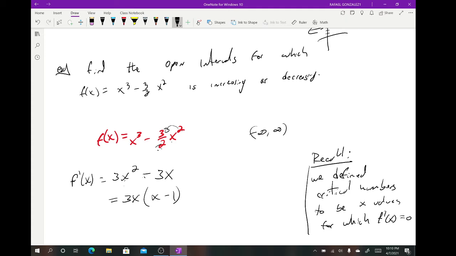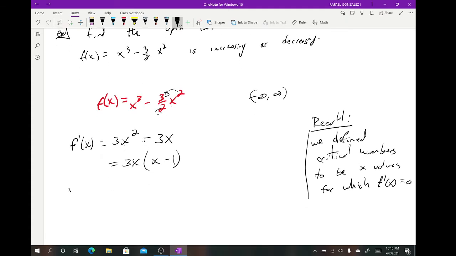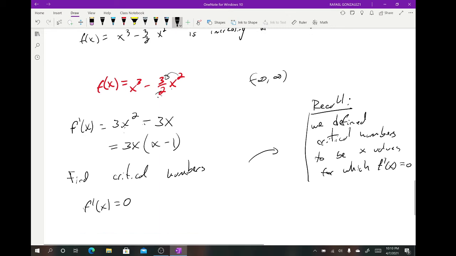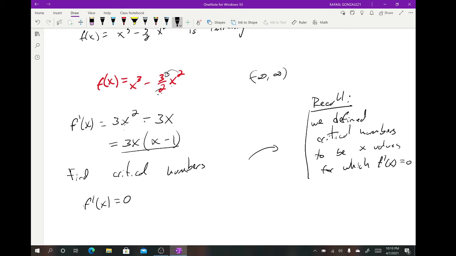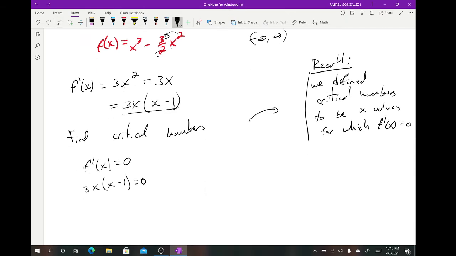Now we simply need to find the critical numbers, and we know that the critical numbers are the values for which f'(x) is equal to 0. But we know what f'(x) is: f'(x) is 3x times (x - 1). So instead of writing f'(x), I'm going to write 3x(x - 1) = 0. So this is what we're interested in finding.